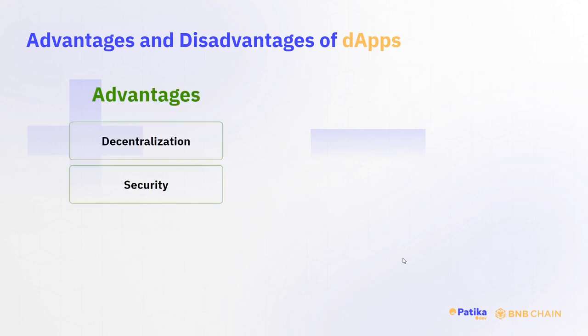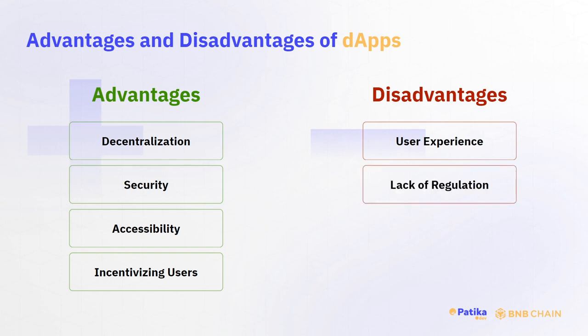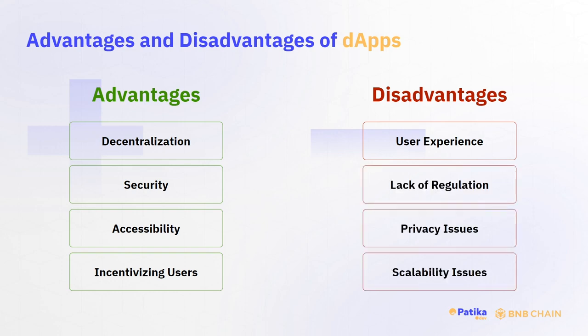What are the advantages and disadvantages of decentralized applications? Advantages are decentralization, security, accessibility, and incentivizing users. On the other hand, we have some disadvantages as well: user experience, lack of regulation, privacy issues, and scalability issues. Let's take a look at all of those attributes in detail.